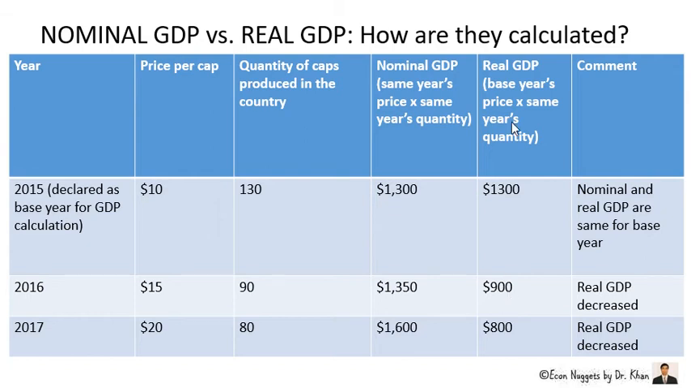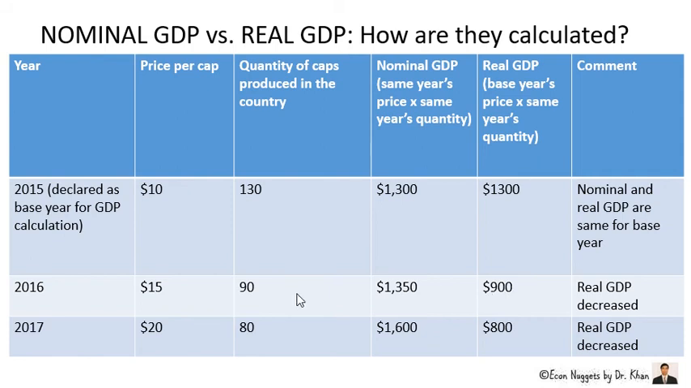Recall, the real GDP formula is the base year's price times the current year's quantity. What is our base year? 2015. What is the base year's price? It was selling in the base year for $10 a piece. So we're going to use $10 times the current year 2016's output, which is 90 pieces. So 10 times 90 is 900, which would be the real GDP for 2016. So clearly, this is a decrease in real GDP from the base year. Base year real GDP was 1,300, and this year, 2016, the real GDP is 900.